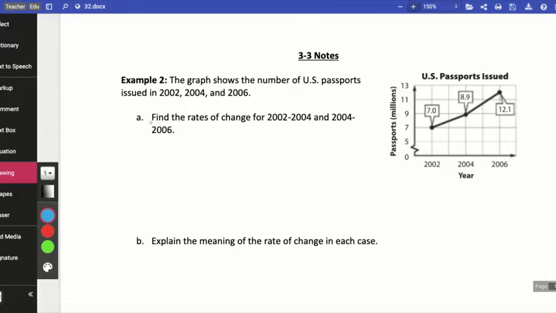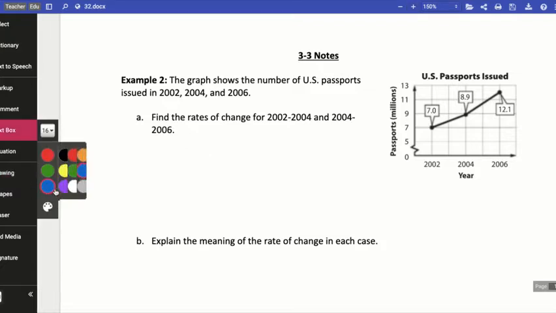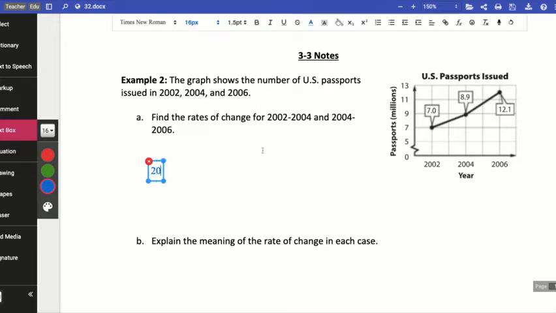break in it. Part A asks us to find the rates of change for 2002 through 2004 and 2004 through 2006. And I want to show you how to find this. Remember, our rates of change, we can use y2 minus y1, or the changes in our y divided by the changes in our x's. And we know that we are finding the rate of change between 2002 and 2004. So I'm going to use those values, 8.9 and 7. Remember, our x values were the years, and I can write that down here. I'm taking the second minus the first.